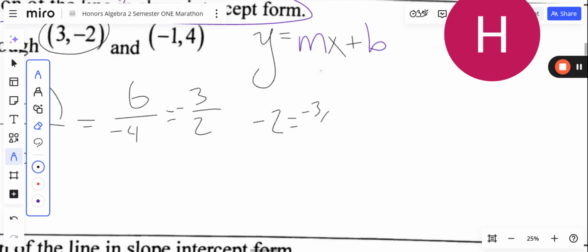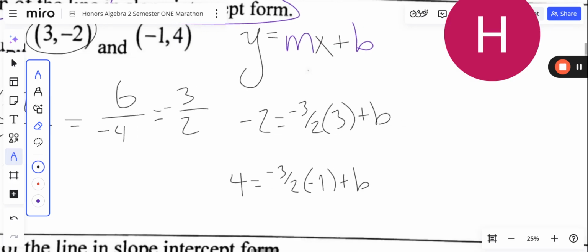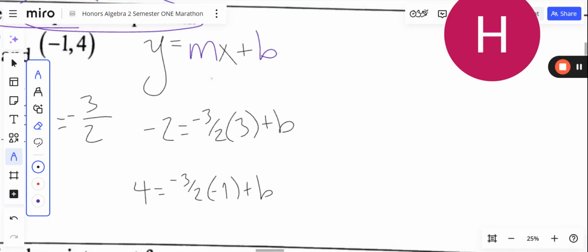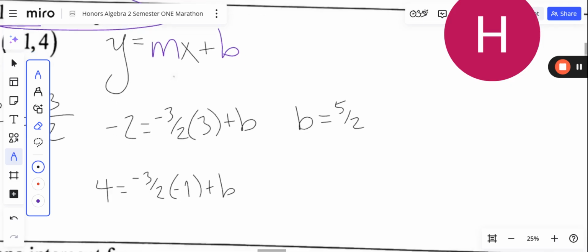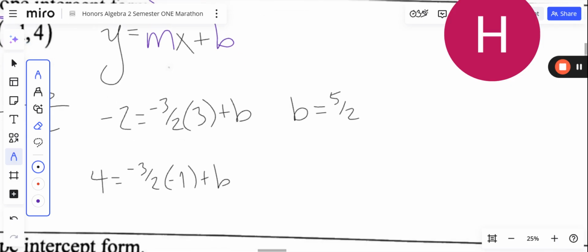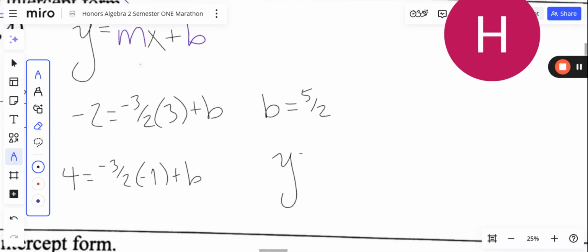-2 equals -3/2 times 3 plus b, or 4 equals -3/2 times -1 plus b. There we go. That looks better. So in any event, you're going to get that b is equal to 5/2 or 2.5. Again, totally up to you how you want to call it. And therefore, our entire equation, -1/2 x plus 5/2, that is the equation of the line.